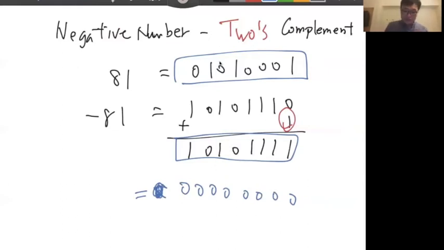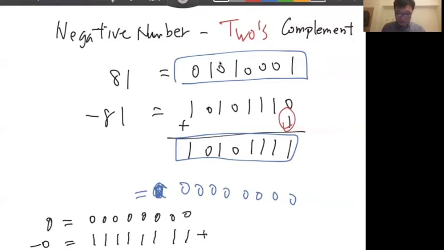If we try to do a number like 0, 0 equals 0, 0, 0, 0, 0, 0, 0, 0, and negative 0 will still be 1, 1, 1, 1, 1, 1, 1, 1, plus 1. So we still get all 0. So actually, you only use one number to represent 0. There's no possible 0 and negative 0 in this case. So you can use all 256 different combinations to represent 256 numbers. You don't lose any numbers.